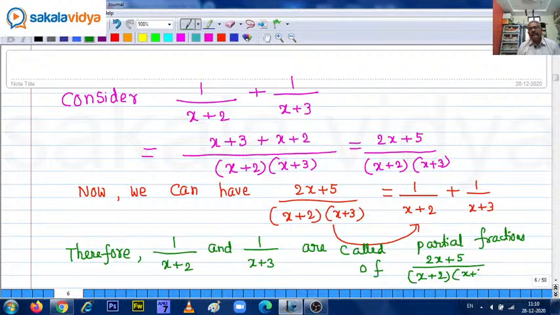That means we can find out the partial fractions of a given proper fraction or an improper fraction also. For example, if an improper fraction is there, we need to make it into a proper one, then find out. So the method of finding the partial fractions for a proper or improper fraction is called resolving into the partial fractions. Now note it down.